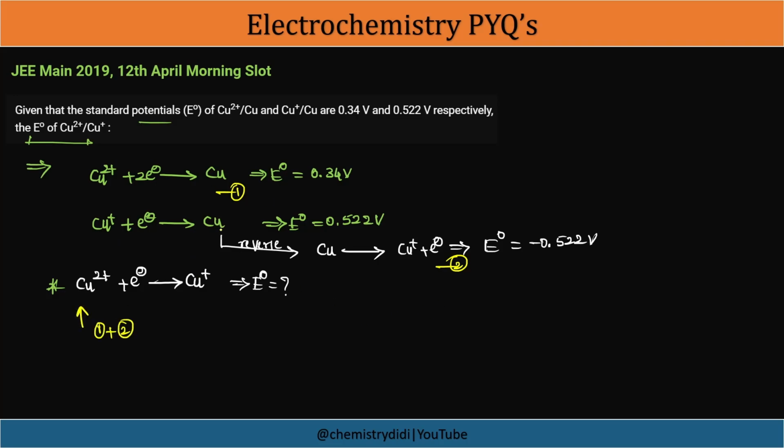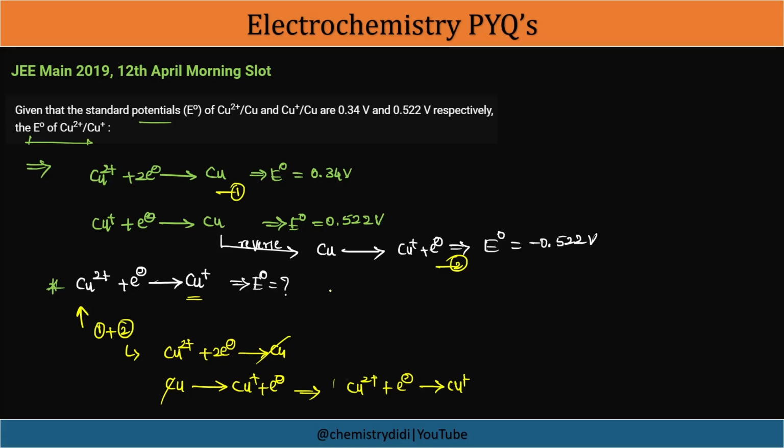If you add equation 1 and equation 2, here you'll get Cu2+ plus two electrons, here it is copper, and one more copper is getting converted to Cu+ plus an electron. You know these two copper are getting cancelled anyway. Here you will get Cu2+, and we have two electrons on this side and one electron on that side, so one electron will get cancelled and one electron will remain on the left side, and here we have Cu+. We have got the desired equation, right?